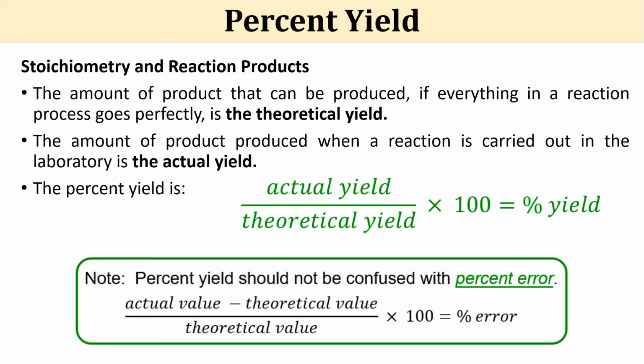Percentage yield: the amount of product that can be produced if everything in a reaction process goes perfectly is the theoretical yield, and the amount of product produced when a reaction is carried out in the laboratory is the actual yield. So percentage yield is equal to actual yield over theoretical yield times 100. Note that we should not confuse percentage yield with percentage error. Percentage error is actual value minus theoretical value over the theoretical value times 100.